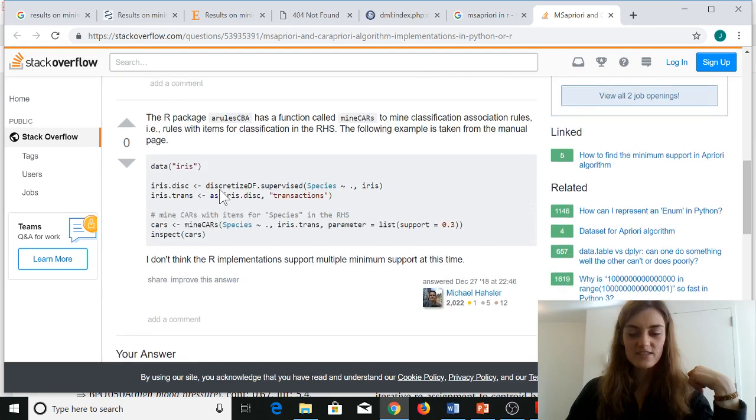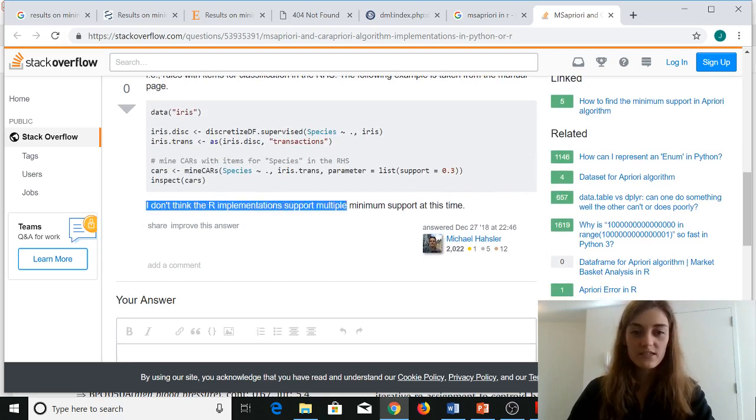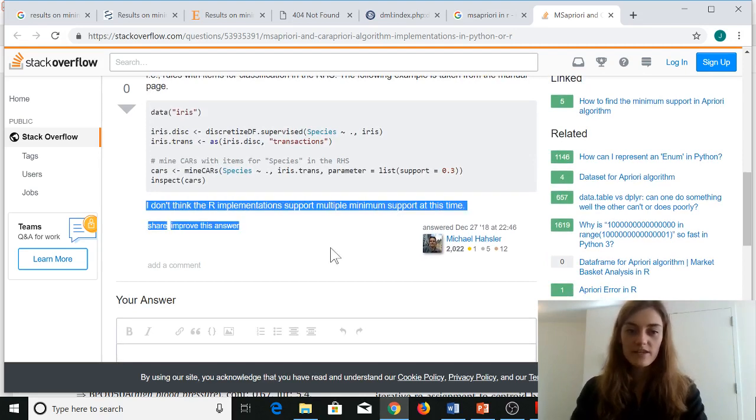And then the next person gave some other sample code to work from, but they ultimately concluded that I don't think that our implementations support multiple minimum support at this time. So basically, R can't handle MS a priori at this time. And that was posted in December of 2018, so fairly recently.